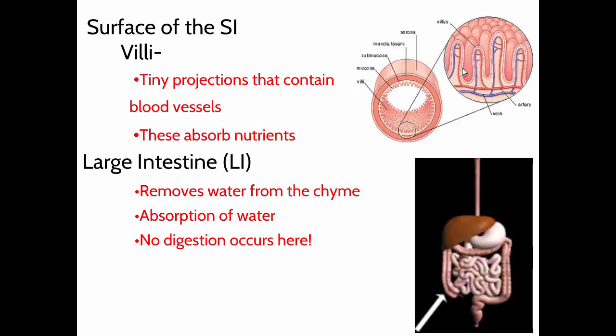I'll tell you right now, there will be a question on a quiz at some point. It's going to say, what's the last organ in the digestive system where digestion happens? Many of you are going to choose large intestine, but that's an incorrect answer. No digestion takes place in the large intestine. The last place digestion takes place is the small intestine.